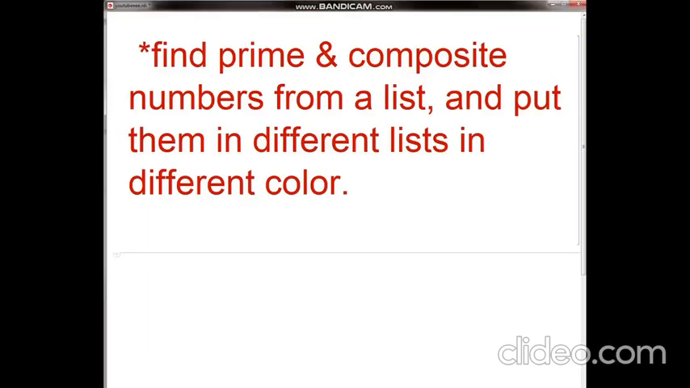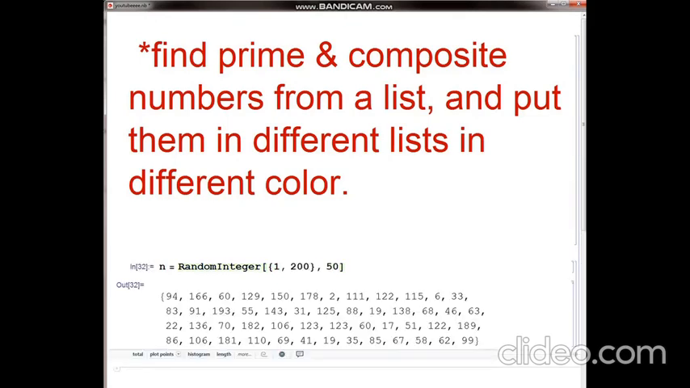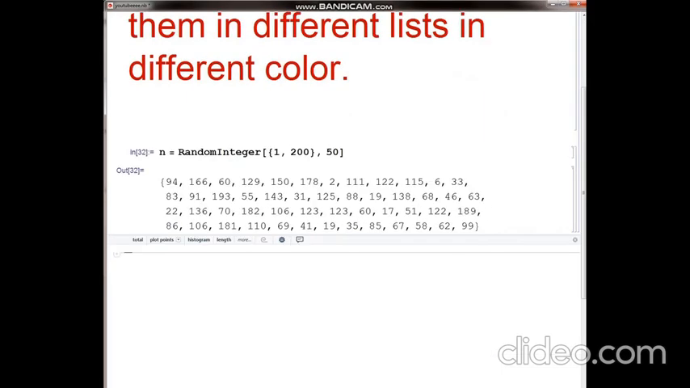Now, let's move into the main program. First, we define a list named n, where we are going to generate a list of 50 random integers within the range 1 to 200, using the command RandomInteger. Now, we define 2 empty lists, one is P, where we are going to put the prime numbers, and the other is C, where we are going to put the composite numbers.